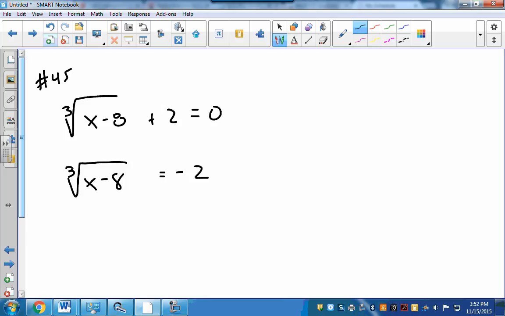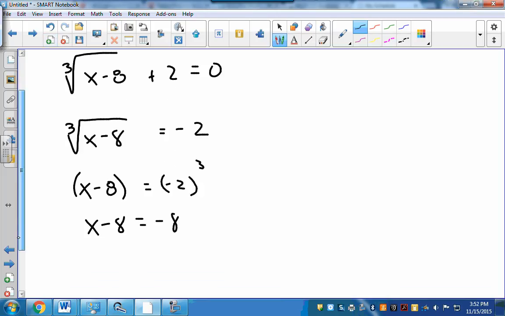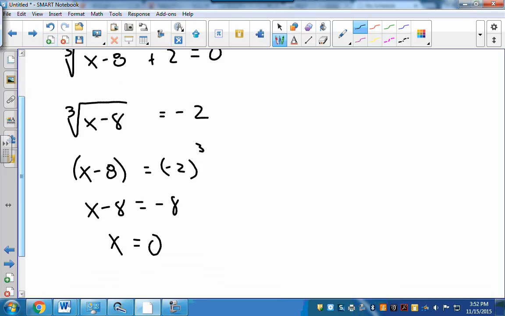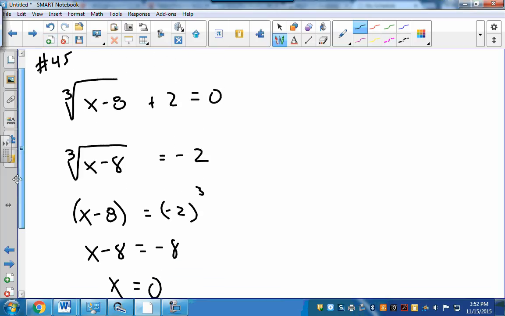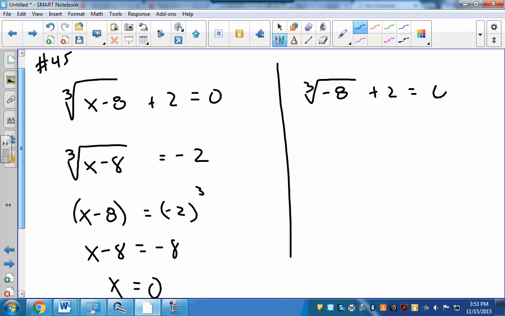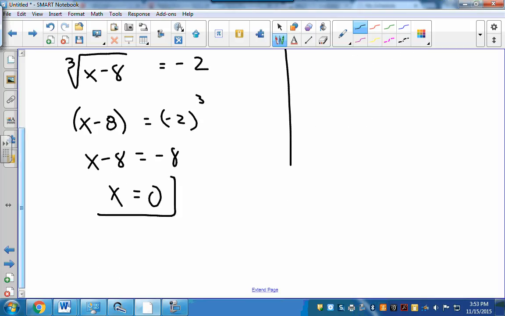We cube both sides. We get x minus 8 over here, and negative 2 cubed here is negative 8. x minus 8 is negative 8, so x is 0. And the check, we put it back into the original. Cube root of negative 8 plus 2 is 0. Let's see whether it is. Negative 2 plus 2 equals 0. Sure enough. That's right. So our solution is x is 0.